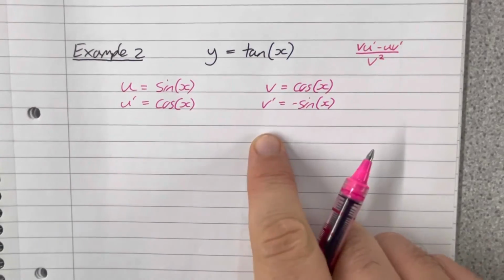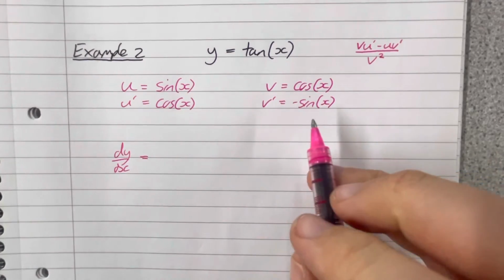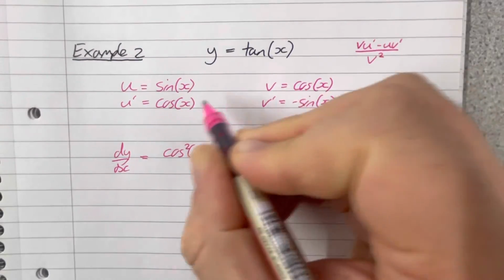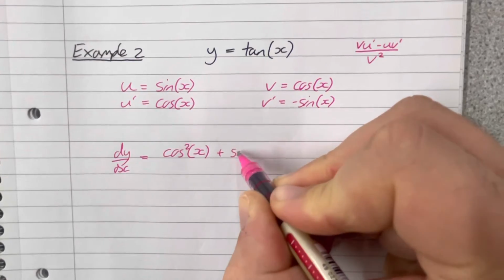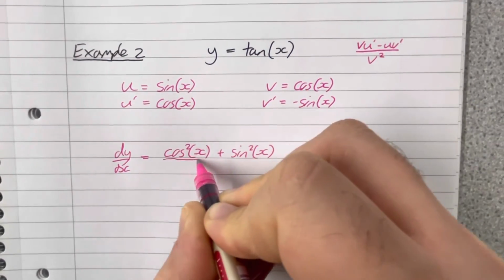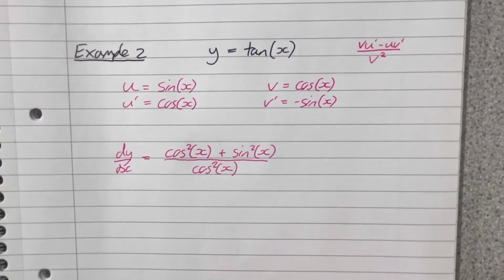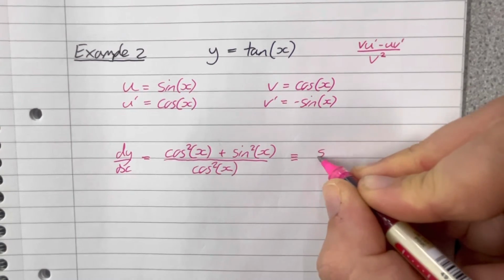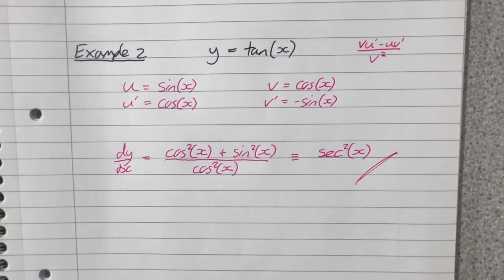So plugging these four into this definition, we're going to get dy by dx is equal to cos squared, okay, vu primed, minus uv primed, but minus and minus is plus, so that's actually plus sine squared of x, all divided by v squared, which is cos squared of x. But the top is the number 1, because cos squared of x plus sine squared of x is always 1. So that is identical to sec squared of x. There we go. So the differential of tan is sec squared. Good one to remember.